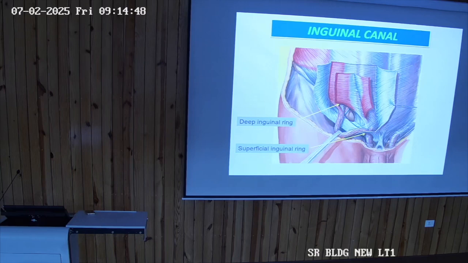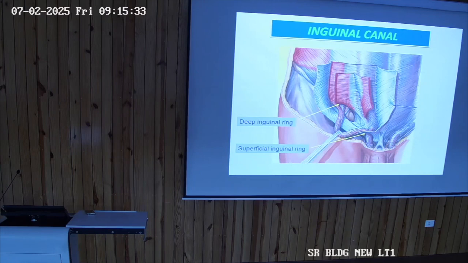Now this deep inguinal ring is situated 1.25 centimeter above the mid-inguinal point. What is the mid-inguinal point? Midway between the pubic symphysis and the anterior superior iliac spine. So if somebody asks, in a live patient can you palpate the deep ring? You can palpate. Ring occlusion tests are done. So you just have to remember it is situated 1.25 centimeter just above the mid-inguinal point. The superficial inguinal ring is present above and lateral to the pubic tubercle. So this is the superficial ring. One more thing, we will be coming to that.